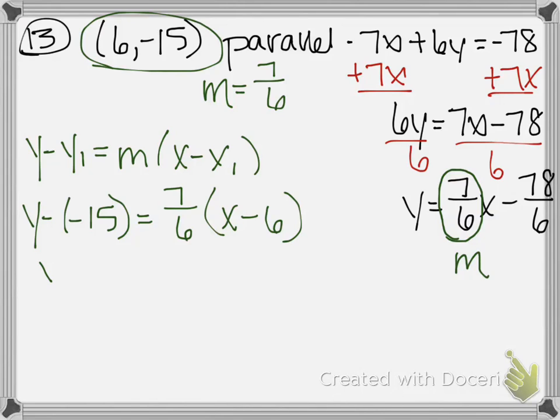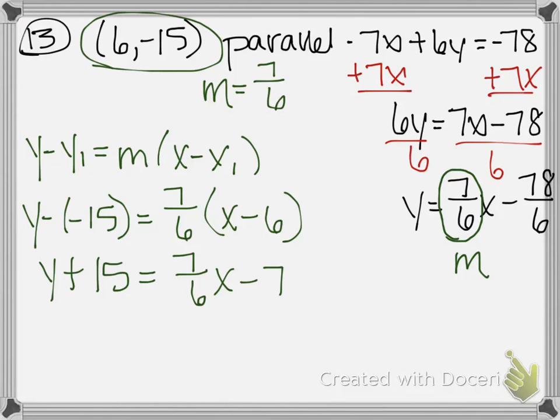Now, had this said perpendicular, how would that have changed our problem? Any ideas? Remember, perpendicular lines, they don't have the same slope. Their slopes are negative reciprocals of one another. So if it was a perpendicular line, we wouldn't have used 7/6, we would have used negative 6/7. But it looks like you're going to have a parallel problem on the final, so you don't have to worry about that.